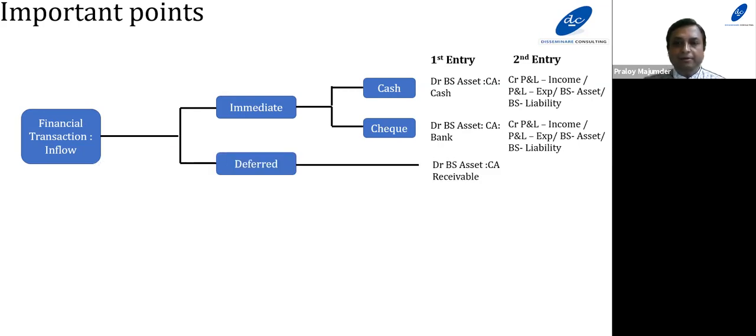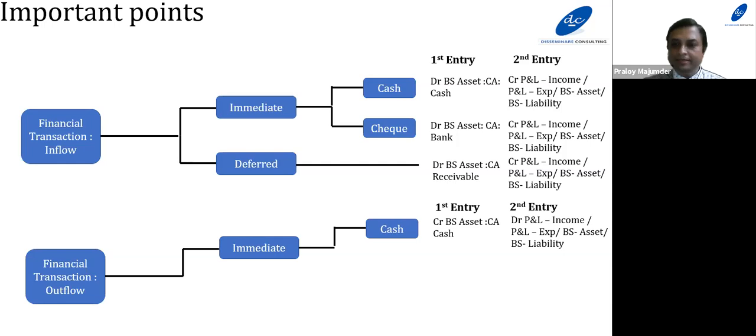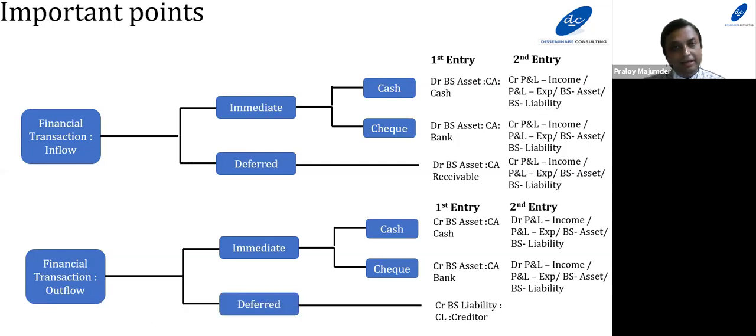In the case of the deferred, balance sheet, asset, current assets, receivable, the second entry would be the same like the previous two entries. If a financial transaction involves an outflow, then if it is cash, first entry would be credit, balance sheet, asset, current assets, cash. Second entry would be debit, P&L income, P&L expenses or balance sheet assets, balance sheet liability, depending on the reason of the outflow. And if it is bank, the same concept. And if it is deferred, then what will happen? Credit, balance sheet, liability, current liability, creditor. And second entry would be debit, P&L income, P&L expenses or balance sheet assets, balance sheet liability.